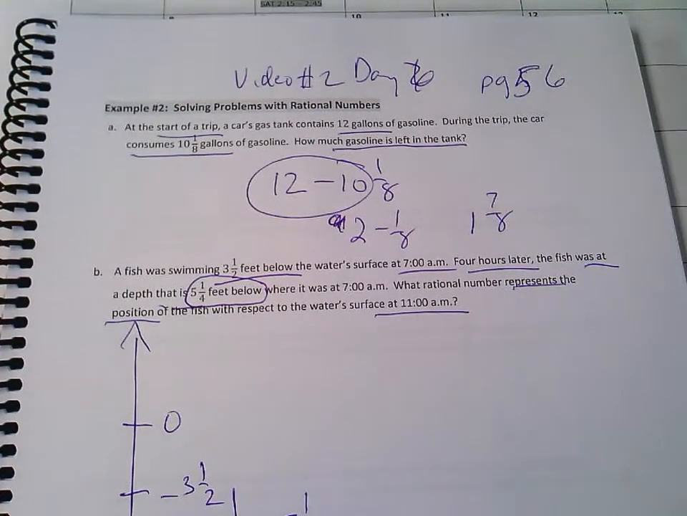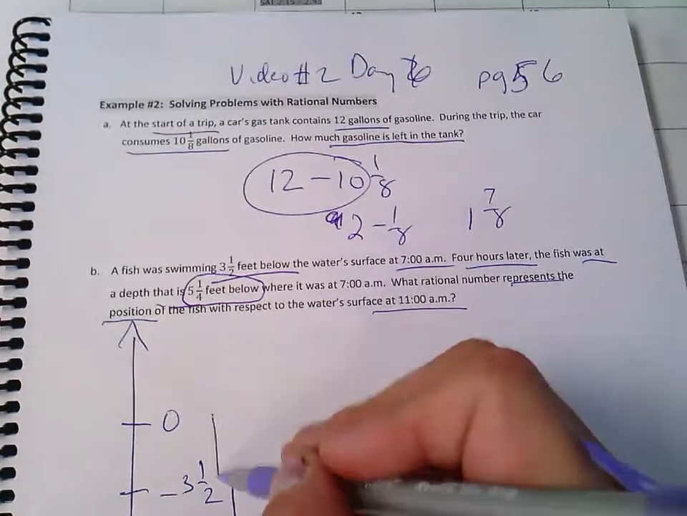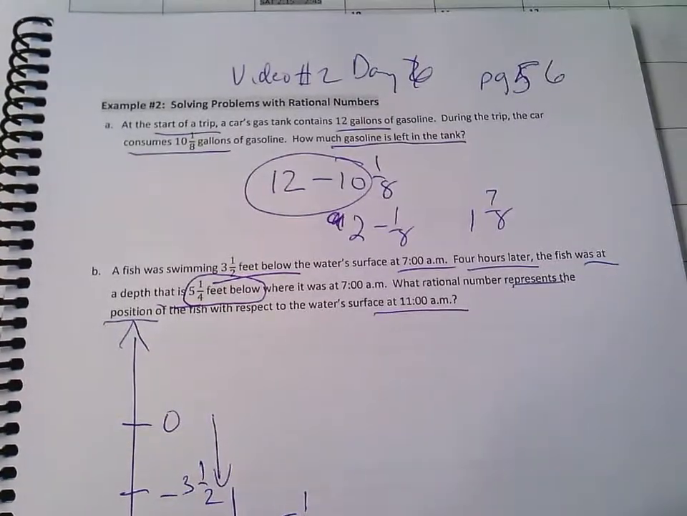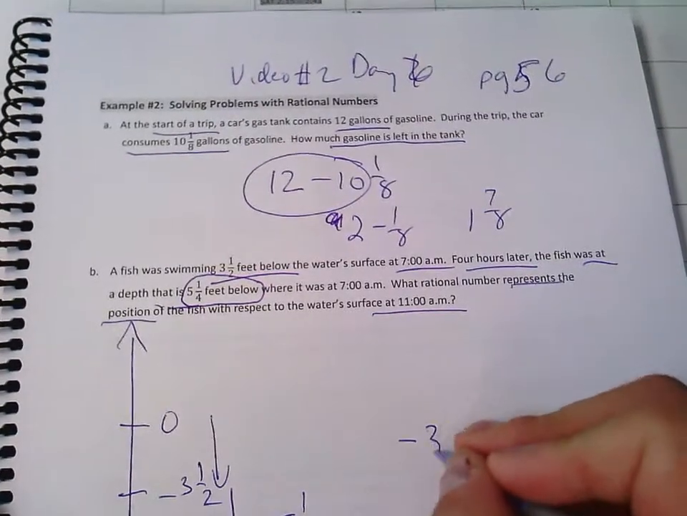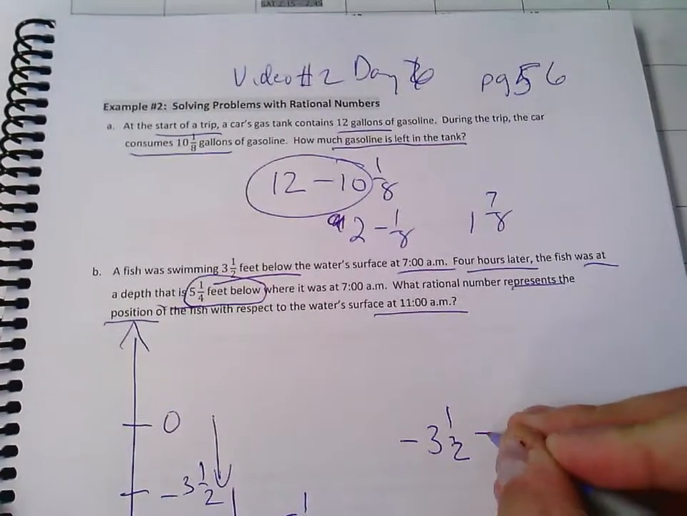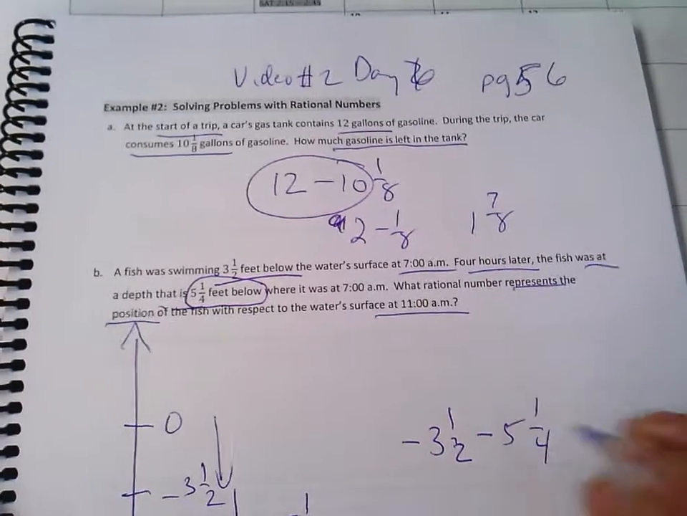Now, a couple different ways to look at this is looking at the number line and thinking, what am I really doing with these two numbers? And knowing that it's going to be in a negative position. But this is what it would look like: negative 3 1/2 minus 5 1/4.